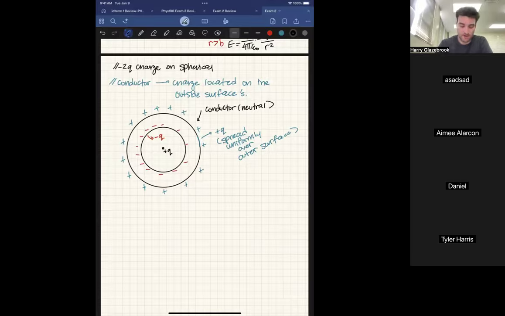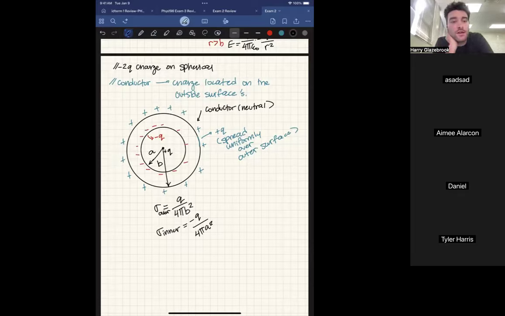But that's spread over a very large area. So if this is radius B, the surface charge density is going to be positive Q over 4 pi B squared. That's going to be outer. The inner surface charge density is going to be negative Q over 4 pi, let's call that A squared. So the charge is the same, the charge density is different, because it's spreading uniformly over different areas.